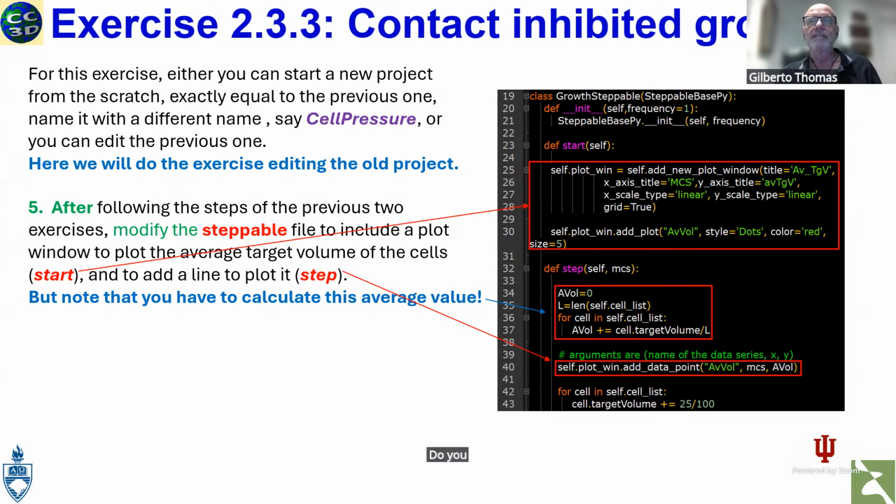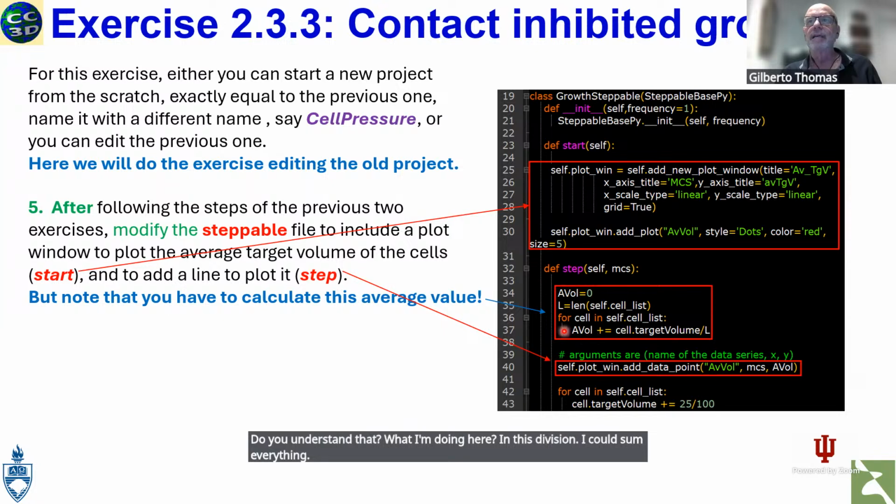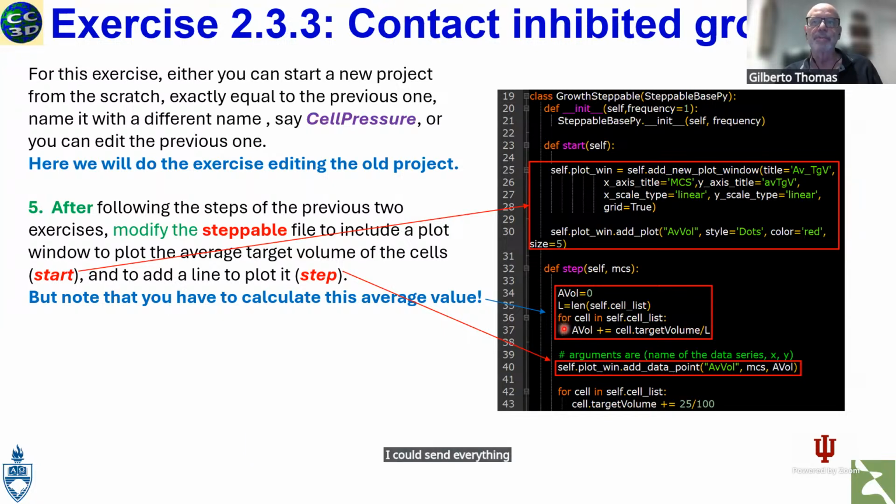Do you understand what I'm doing here in this division? I could sum everything, and after the loop ends, divide A vol by L. It's an average. Instead, I am dividing the parcels of the sum by L. The final result is the real average volume of the cells in my simulation. Questions?